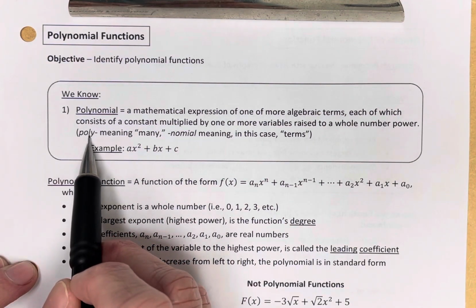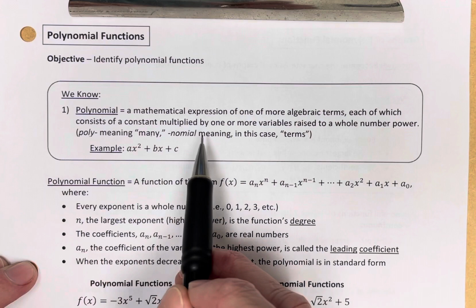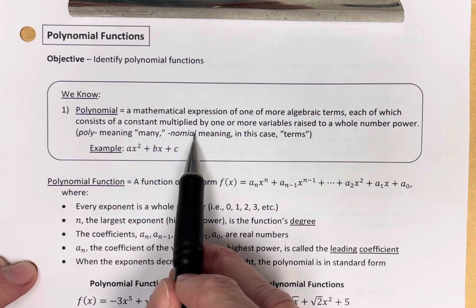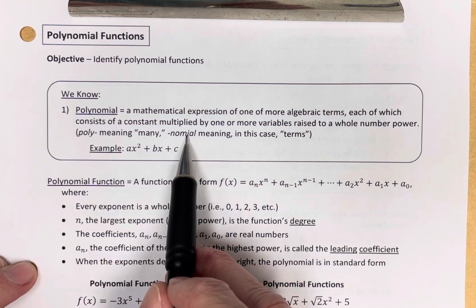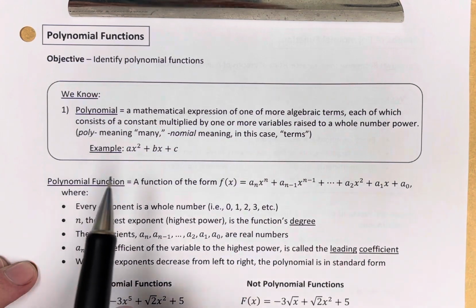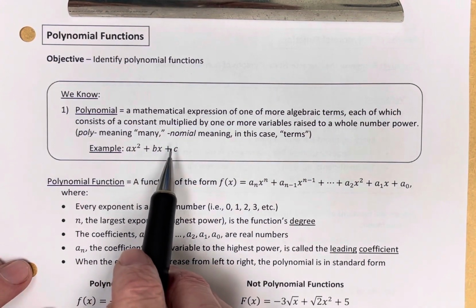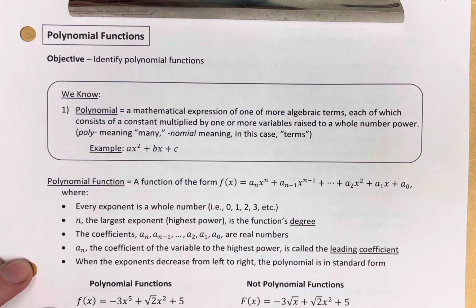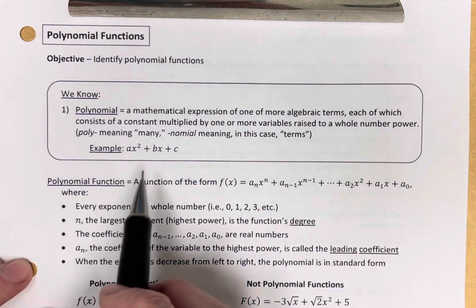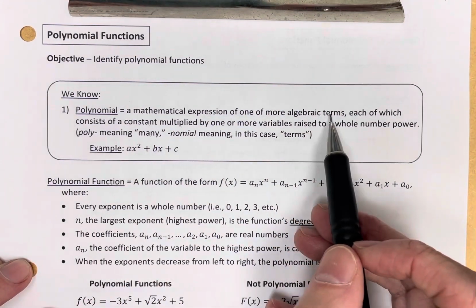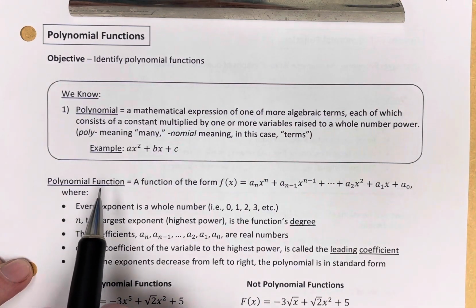The prefix poly means many. The suffix, or maybe the root here, nomial, means in this case terms. And we're going to stick with one variable. We're not going to have multiple variables, okay? But we're going to have a multiple number of algebraic terms.